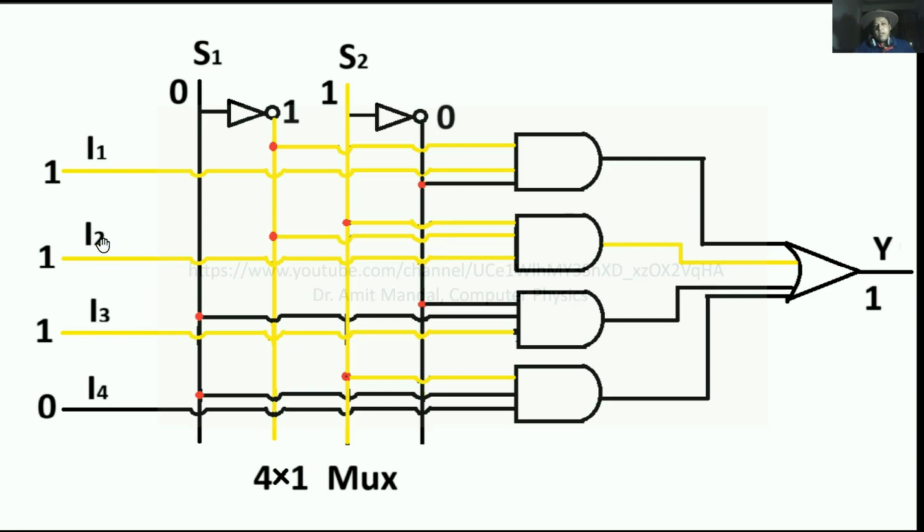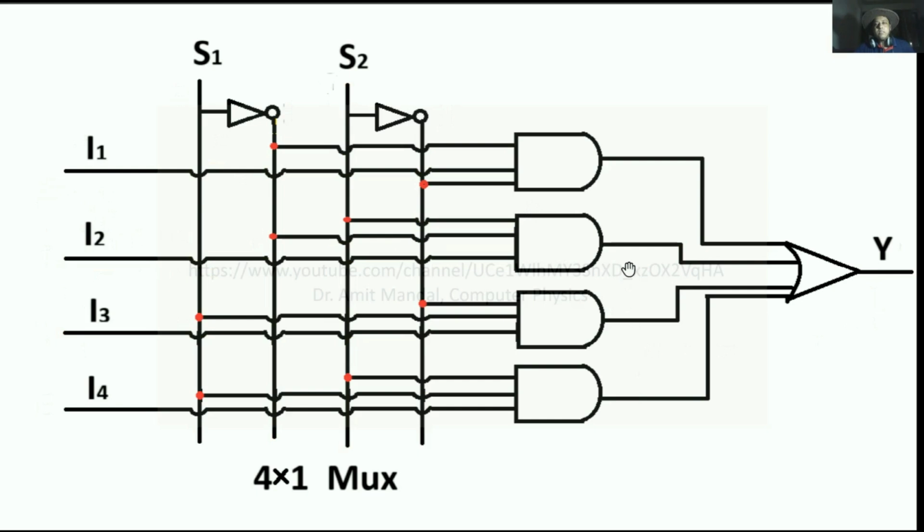And why is only one selected? The reason is that in the other AND gates, you can see at least one input is 0. In case any one input of an AND gate is 0, then the output is always 0. This is the reason. Now what happens in a demultiplexer?